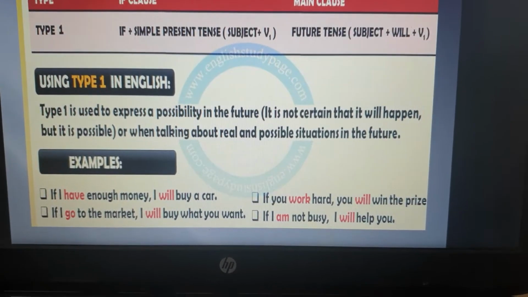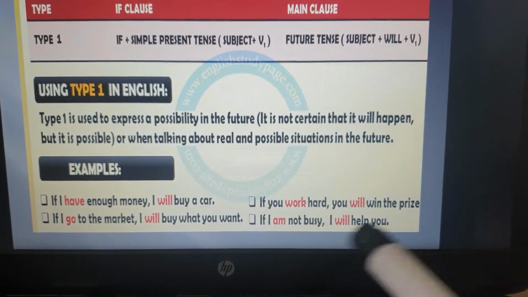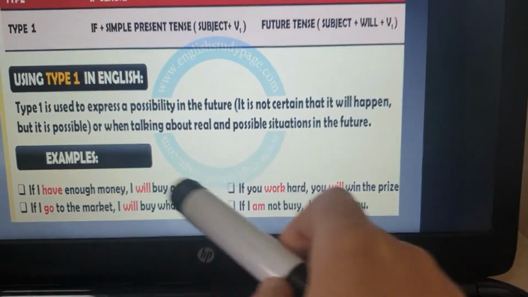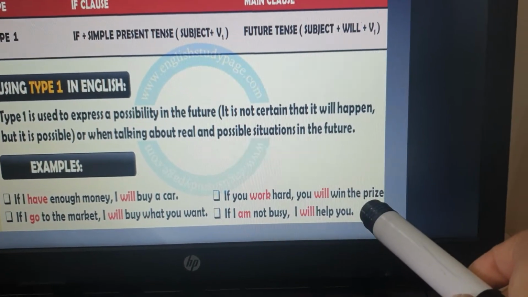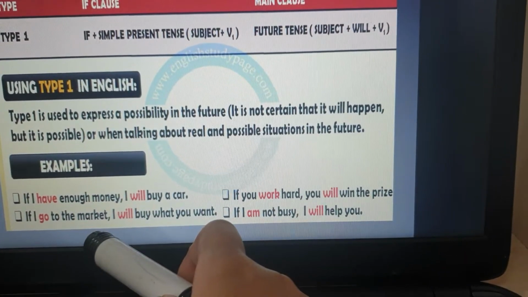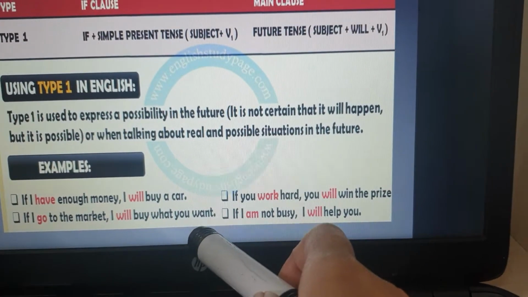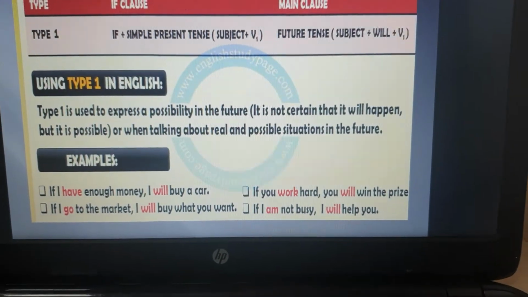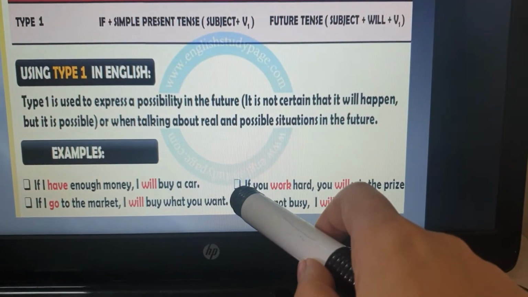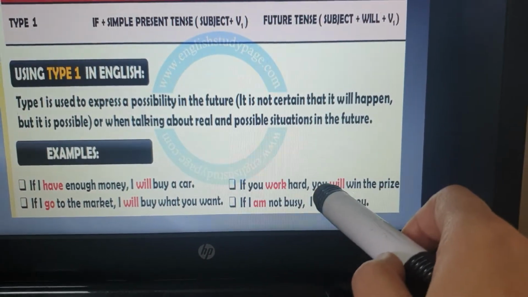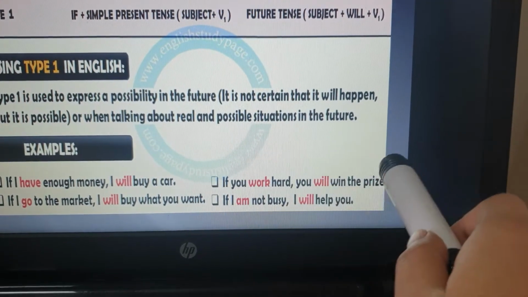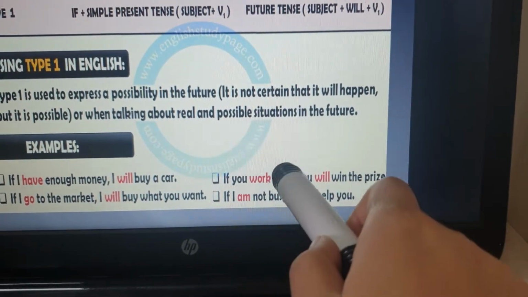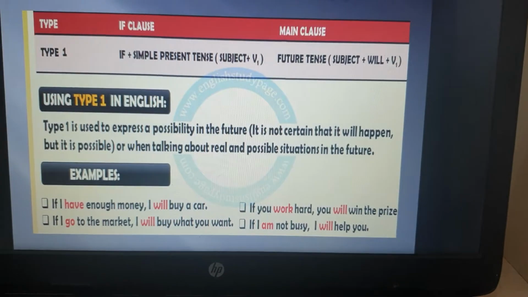Okay? For example, if I have enough money, I will buy a car. If I have enough money, it may happen or it may not. If you work hard, you will win a prize. If you go to the market, I will buy what you want. If I'm not busy, I will help you. I want to remind you, students, if we put the main clause at the beginning, like you will win the prize if you work hard, we delete the comma, as we said in the 0 conditional.